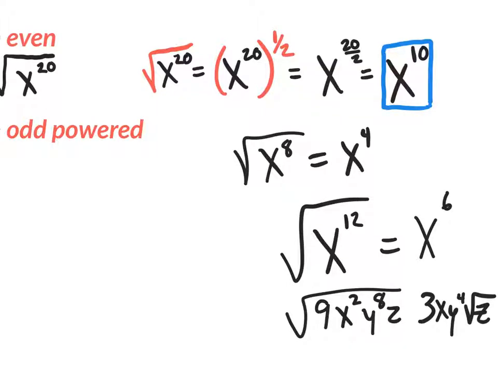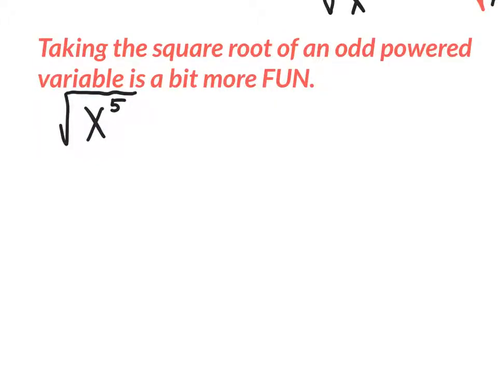So it's pretty easy to take the square root of a variable with an even-powered exponent, but I want to look at variables that have an odd-powered exponent. So taking the square root of an odd-powered variable is a bit more fun. Okay, so we all know that the square root can be rewritten as what? So the square root could be rewritten as a power of 1/2.